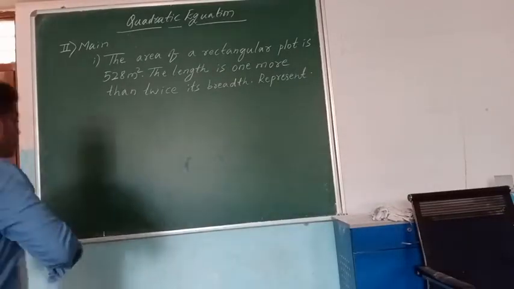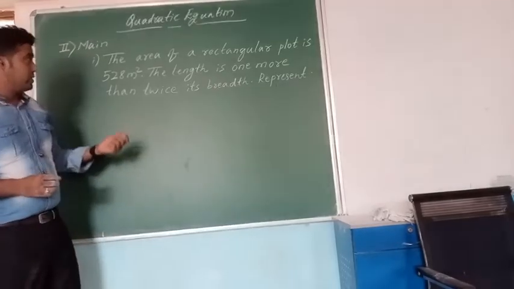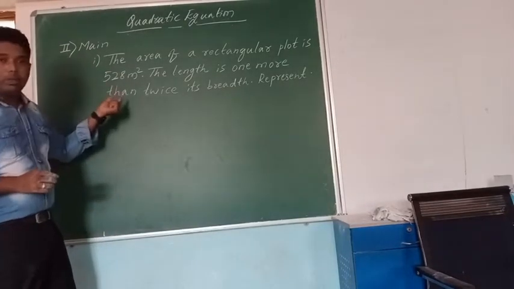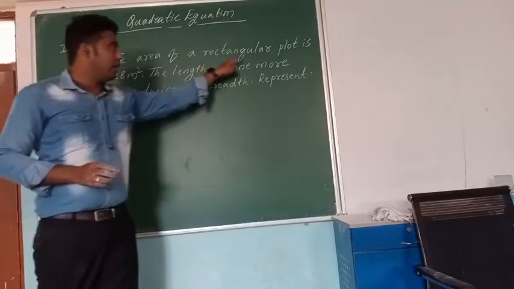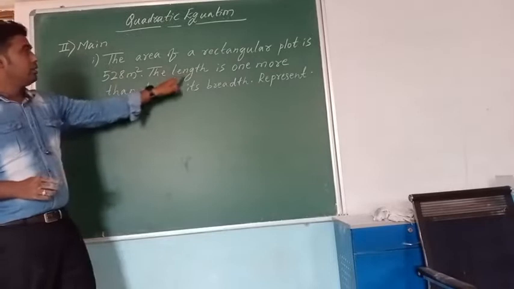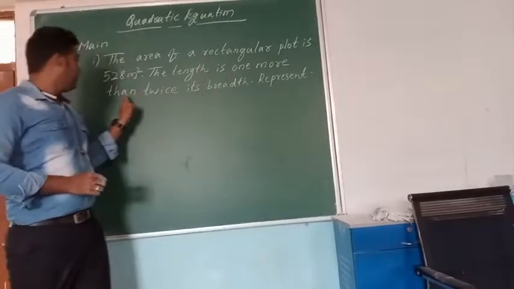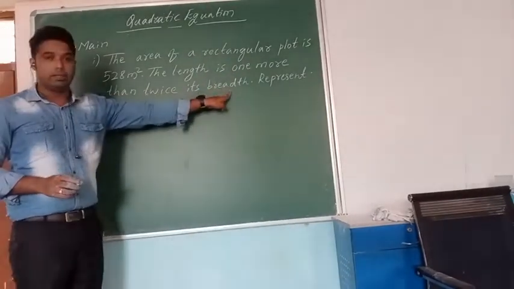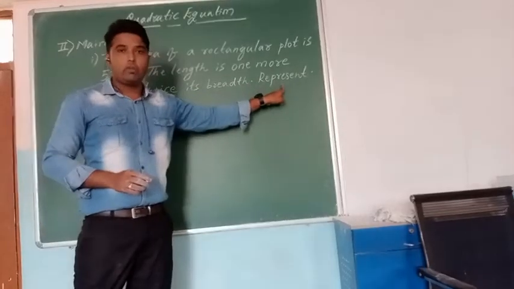Today we will discuss the quadratic equation, that is exercise first, second main. The question is of this type: the area of a rectangular plot is 528 meters square. The length is one more than twice its breadth. Represent it in the form of a quadratic equation.